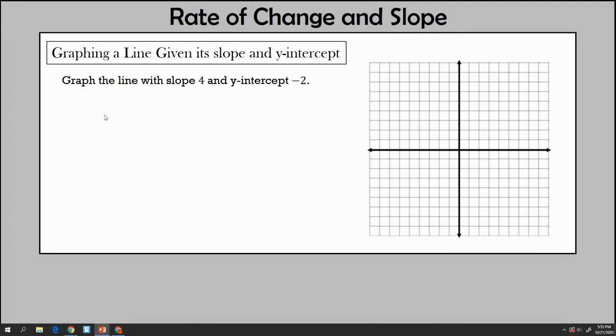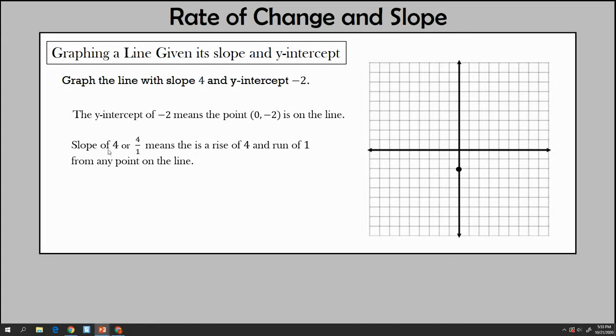The next example here, we got a graph of a line. It's got a slope of 4 and a y-intercept of -2. So it's the same concept. The fact that the y-intercept is at -2 means that the point 0, -2 is on the line. So here we are down at -2. That's my starting point. The y-intercept, we're on the y-axis at -2.